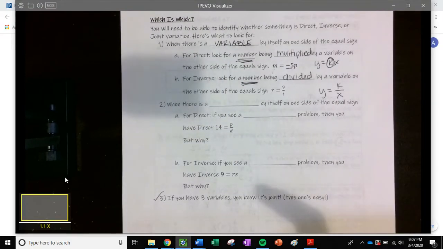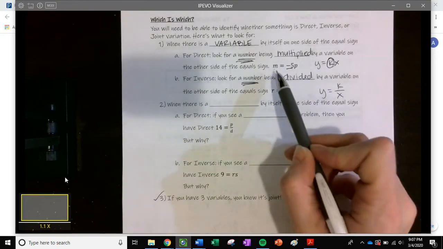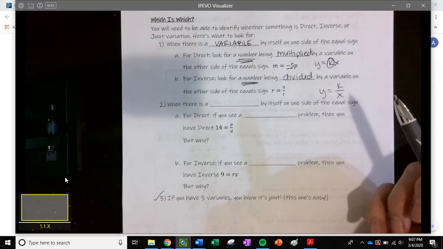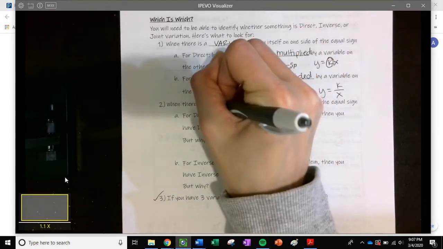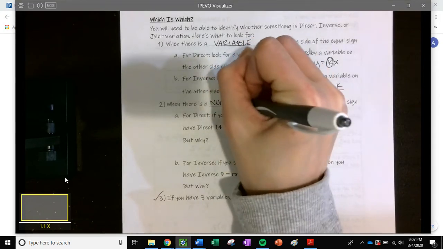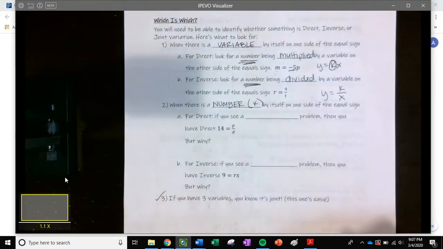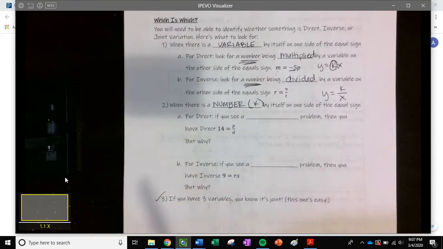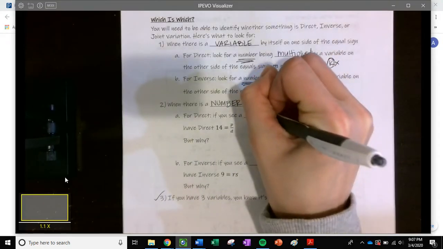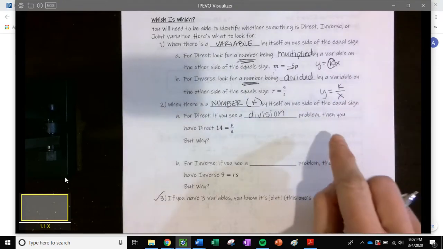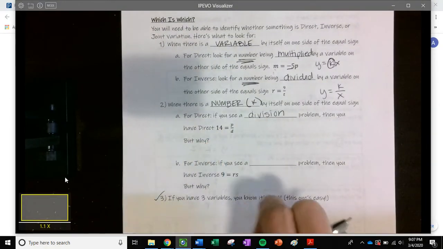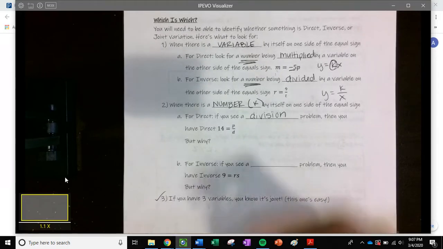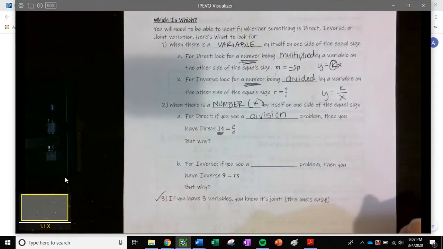Okay, now here's where we're going to flip this around a little bit, because it's not always going to be as straightforward as a variable on one side by itself. Sometimes it might be a number on one side of the equal sign by itself, which we know means the constant. So if it's a number by itself on one side of the equal sign, then you have to rearrange what you have just drilled into your brain here. If you see a division problem, then you have direct. Direct, divide. If and only if it's a number by itself on one side of the equal sign.